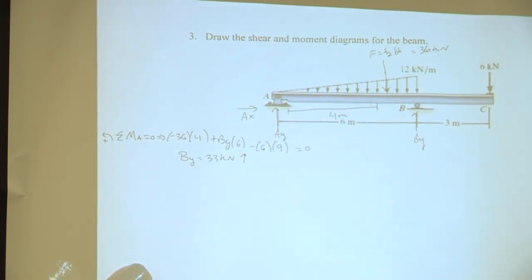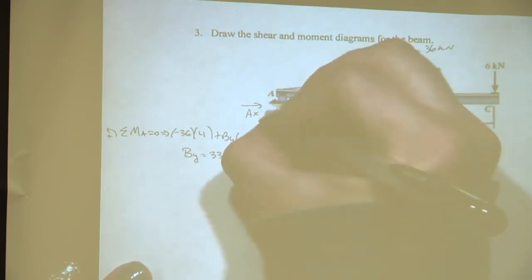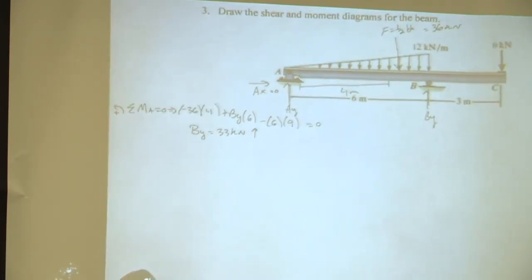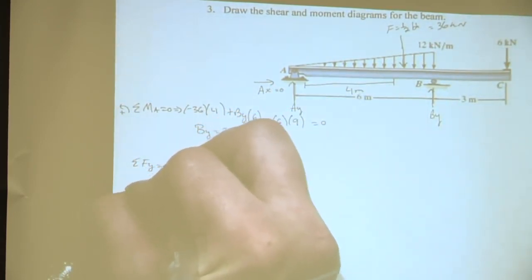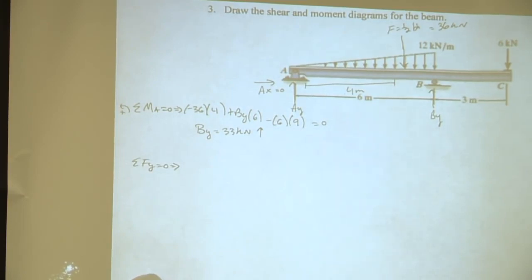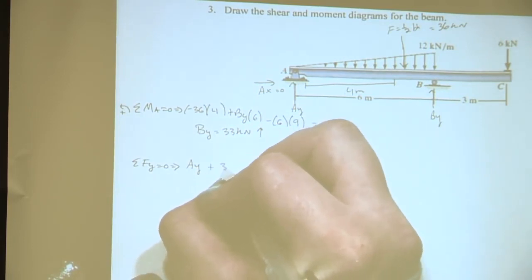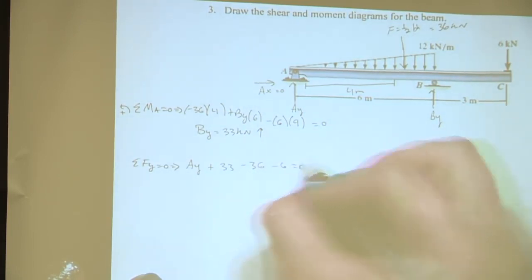Okay, and then what else do we need to solve for now? Okay, AX, do we need AX? No. No, but what would it be anyways? Awesome, so it'd be 0 anyways. Okay, so we need to solve for AY. How do we solve for AY? Awesome, so sum of forces in the Y direction. Okay, and how many terms should we have in this equation? Awesome, so 4. So which ones? So AY, plus BY, so we have plus 33. What else? 36. Minus 36. Minus 6 equal to 0.